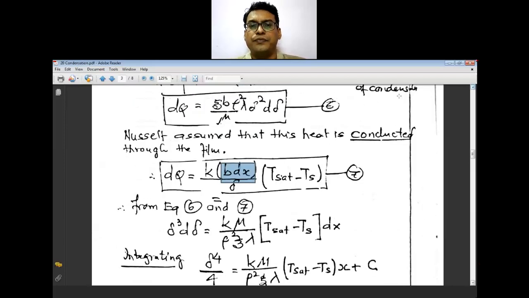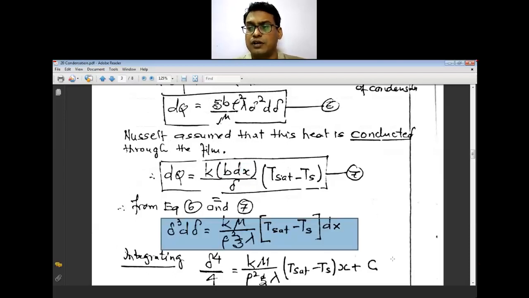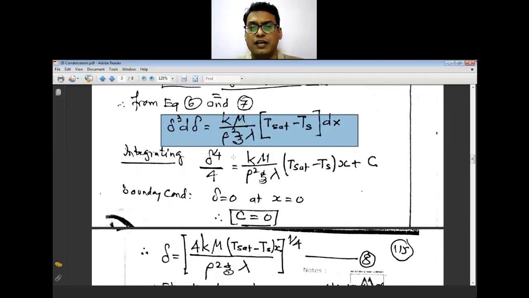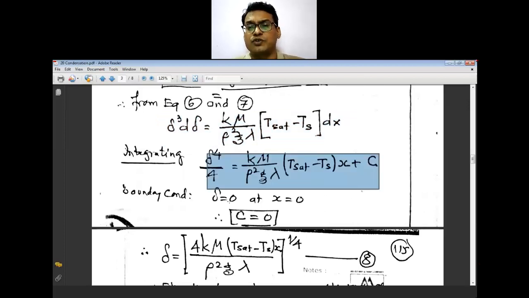So equating these two equations, the heat lost by the vapors because of losing the latent heat is getting transferred through the liquid film, so they can be equated. And after simplification, you will get this equation, and integrating it with the d delta, you will get this equation for delta, which is equal to 0 at x equals 0.